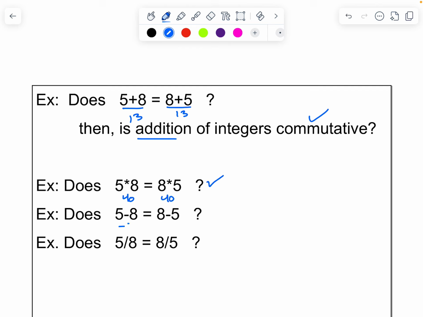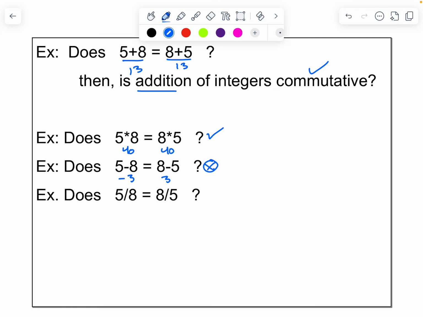We can change the order. 5 minus 8, 8 minus 5. Subtraction is not commutative. 5 divided by 8 and 8 divided by 5, if you type those in the calculator, you get two decimals that are not the same. And so division is not commutative. With multiplication and addition, you can change the order of the items.